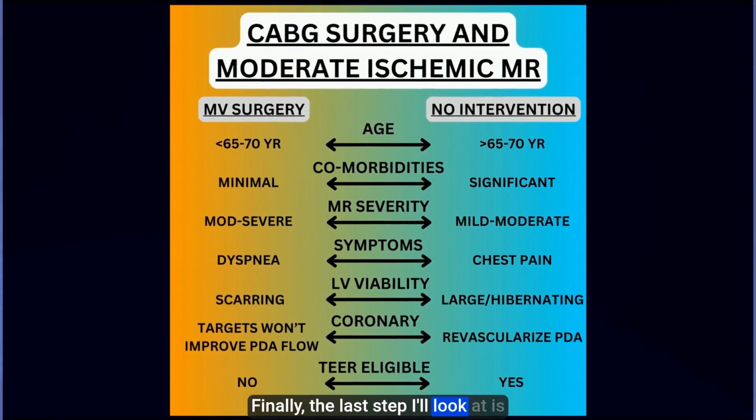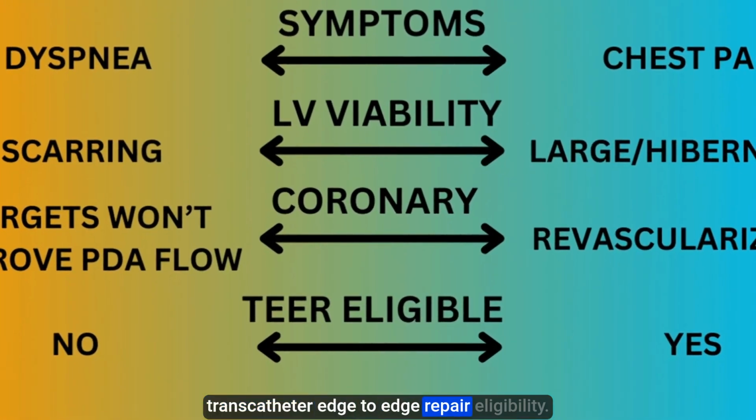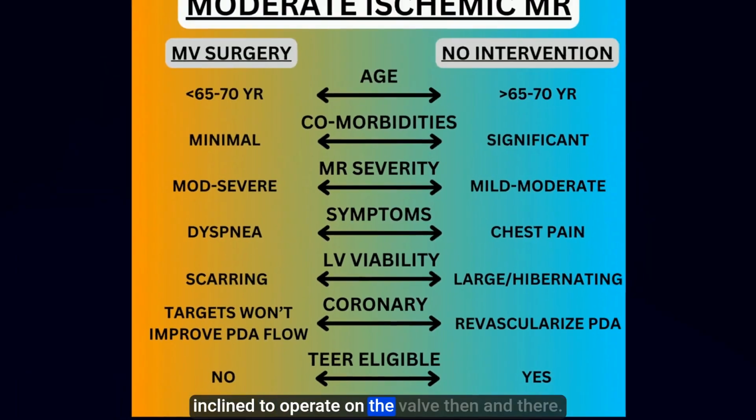Finally, the last step I'll look at is transcatheter edge-to-edge repair eligibility. This tells me, are there alternative options available or not? If there are no alternative options, I may be more inclined to operate on the valve then and there to avoid a redo surgery. Versus if the patient can have a mitral clip a few years down the road, you may be less inclined to operate on the valve then and there.